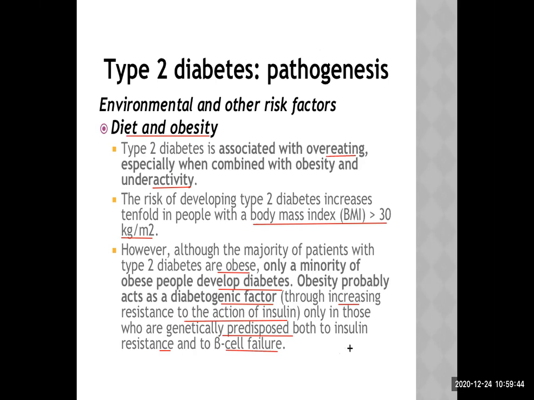Let's take 100 obese cases and follow them up. All of them will not develop type 2 diabetes. Those people only develop type 2 diabetes who are genetically predisposed first, and on top of that, if they are obese, then only they develop type 2 diabetes. So 100% of the obese people never develop type 2 diabetes. There is a strong role of genetic susceptibility as well.